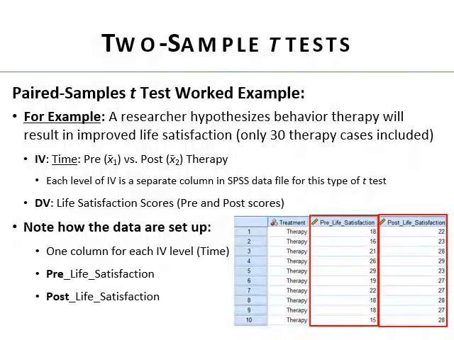Whereas we had a column for just the IV for the independent t, here we have a separate column for each IV level, but it's got their DV scores, right? You see that? It's their life satisfaction scores pre, life satisfaction scores post, and each line's the same person. So that first person got an 18 pre, they went up to a 22. Second person got a 16 pre, they went up to 23. And that's how the data are set up.